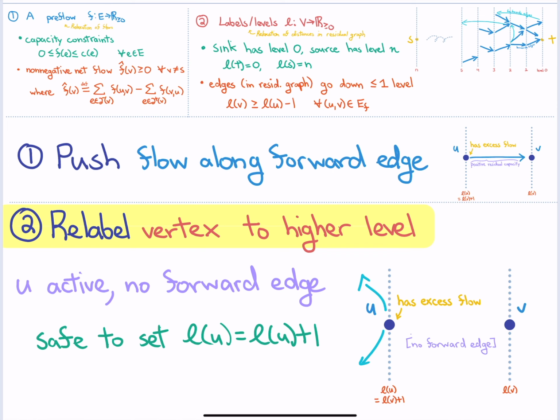So every vertex always has a label at any given point. Initially, they're all labeled 0, except for the source, which is up at the top. Well, I have an example coming up, and I think it'll make all this clear.